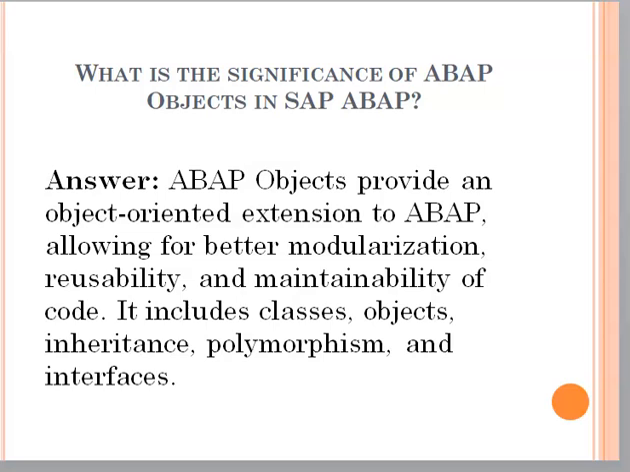What is the significance of ABAP objects in SAP ABAP? Answer: ABAP objects provide an object-oriented extension to ABAP, allowing for better modularization, reusability, and maintainability of code. It includes classes, objects, inheritance, polymorphism, and interfaces.